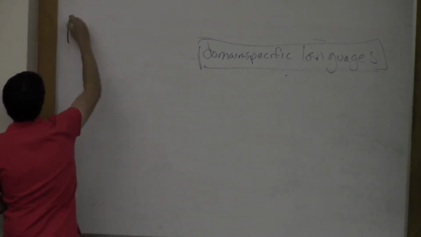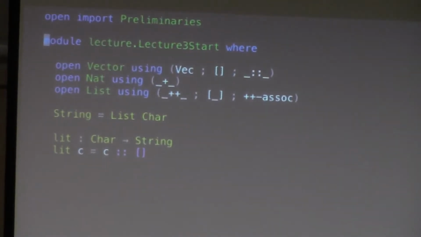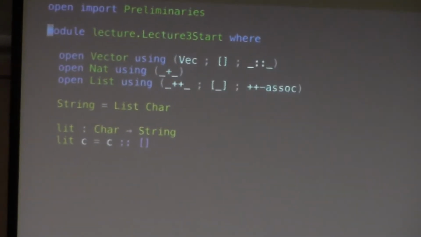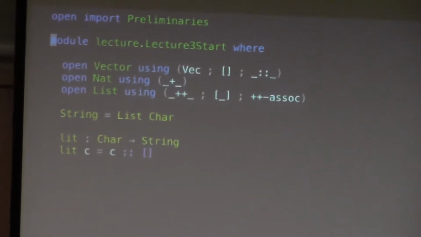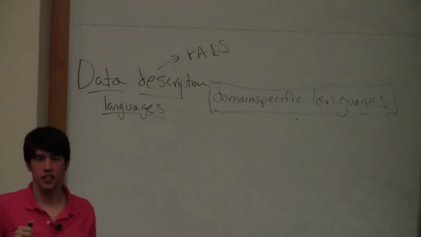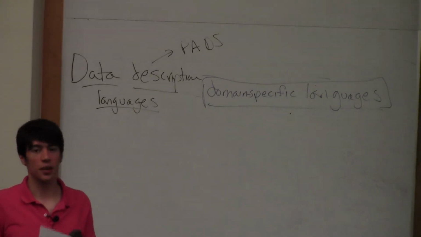OK. So we'll look at something called data description languages. A good example of this is a language called PADS by Yitzhak Mandelbaum and Dave Walker and Kathleen Fisher from 2006 or so. Okay?